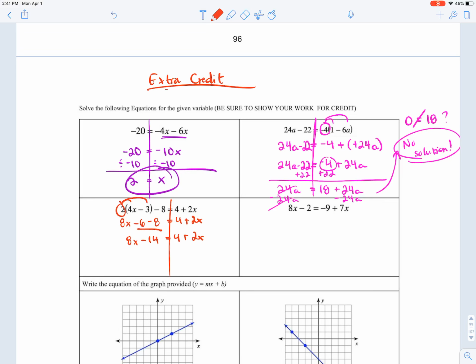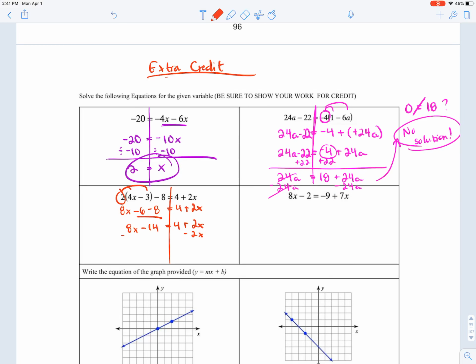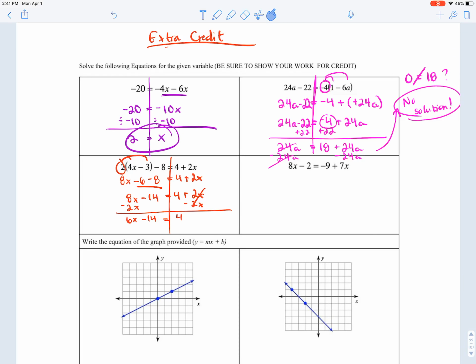Okay, again, I want to get my variables to one side and then my constants to the other side. So what I'm going to do is subtract 2x from both sides, but I have to subtract 2x from this 8x. Don't subtract it from the 14 because you can't. So this becomes 6x minus 14 is equal to 4. These cancel out. So all we're left with is 4.